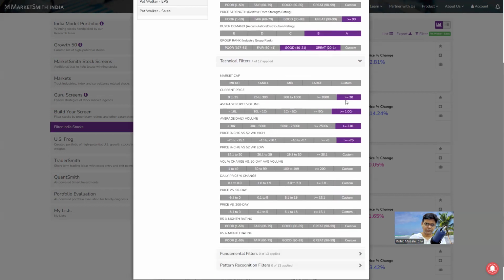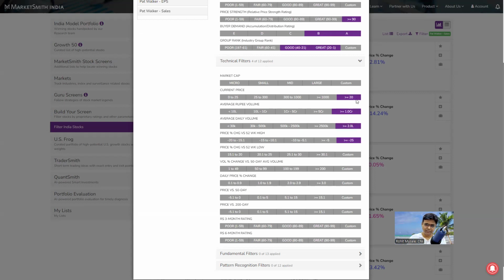Then the current price should be more than 20 rupees. The average rupee volume should be more than 10 million, which is 1 crore. Now, this is applicable to the Indian stock market, but you can transpose this same concept to whichever market you are trading in the world. The average daily volume is 200,000 shares traded on a daily basis on average. The price change versus the 52-week high should be 25%, meaning if the price is below the 52-week high, it should not be more than 25% below. It should be within a 25% distance from the 52-week high.